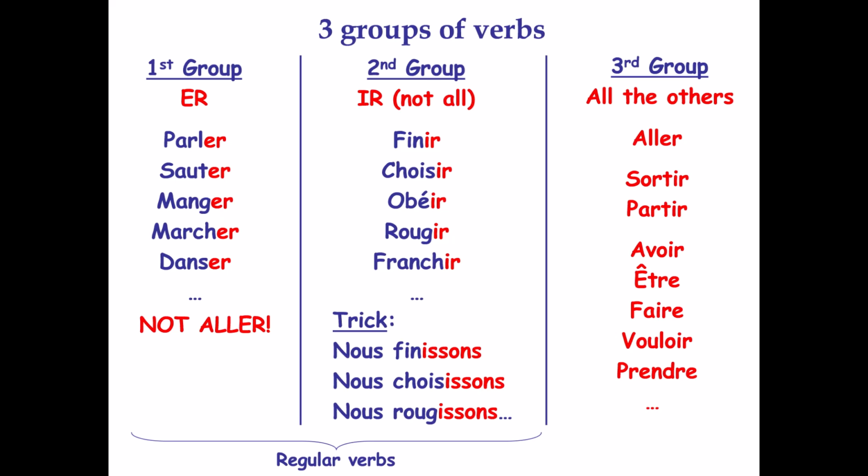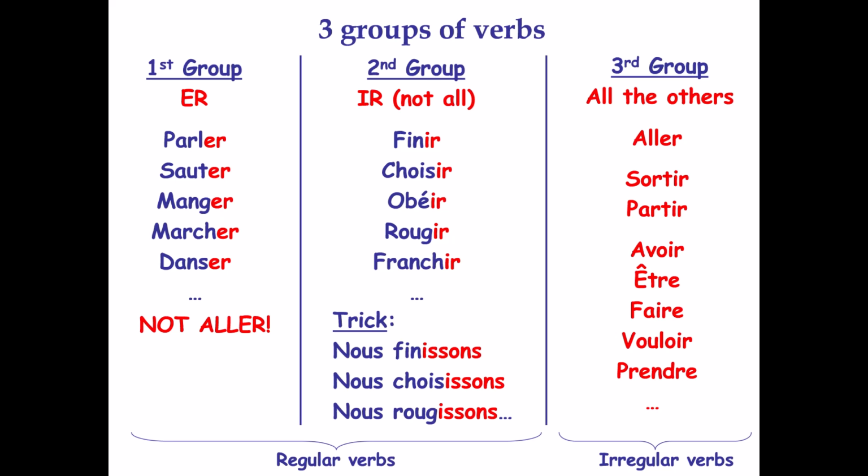And finally, all verbs ending with something else than ER or IR belong to group 3. So for instance, avoir ends with OIR, être ends with RE, faire, to do, ends with RE, vouloir, to want, ends with OIR, and prendre, to take, ends with RE. All these verbs belong to group 3. And again, all the irregular verbs belong to group 3.